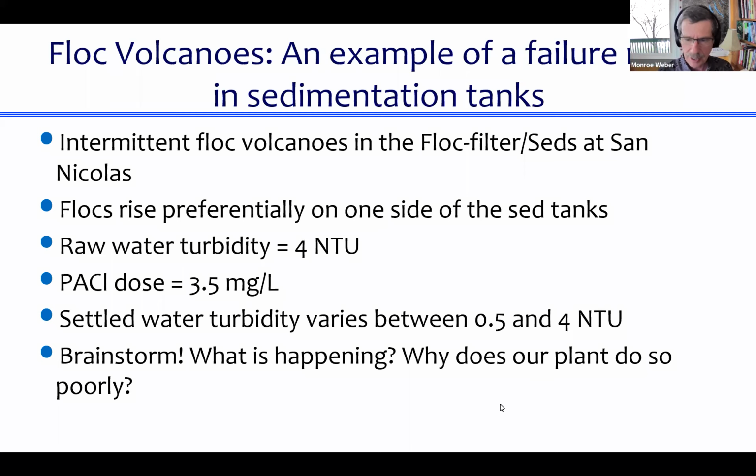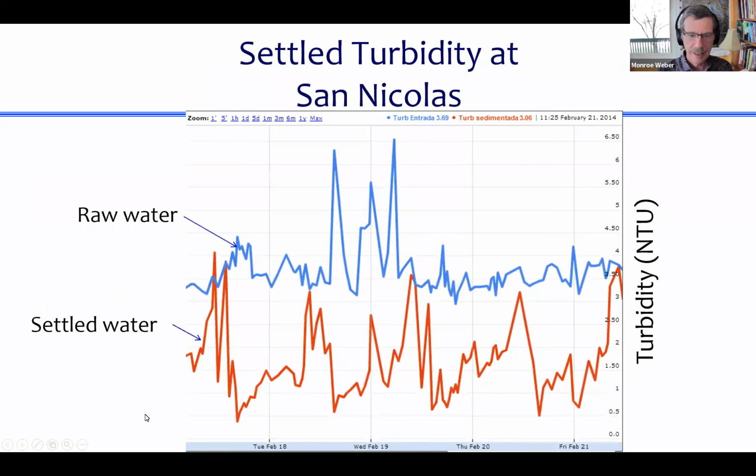And in order to lead you along this story, here is some data from the plant. They're measuring the settled water turbidity, the red lines, and the raw water turbidity, the blue lines. The raw water turbidity has some little spikes in it. I don't know if it rained a little bit or what happened, but there were little spikes in turbidity. But really, these are all very low turbidities. It should be easy to treat this water.